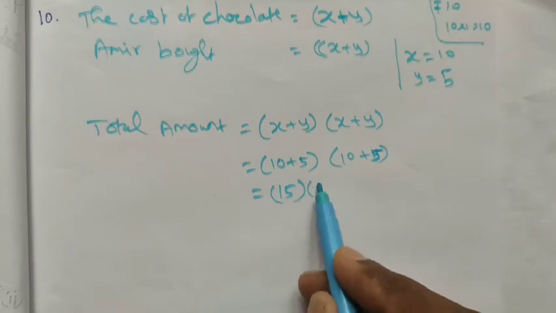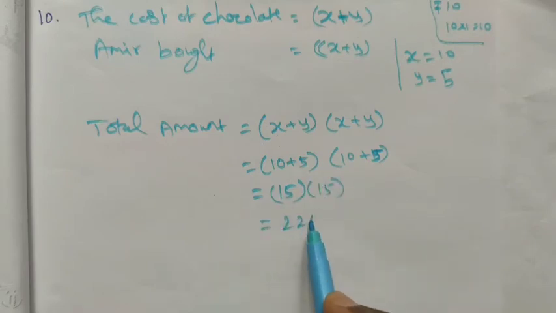15 into 15 is equal to 225. The cost of the chocolates he has bought is rupees 225. That is the answer.